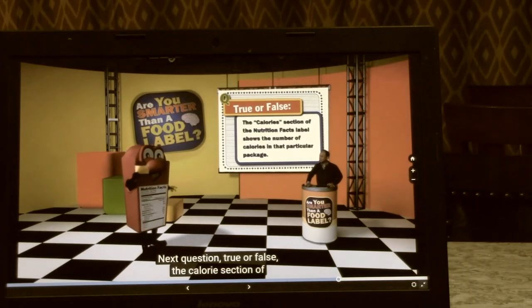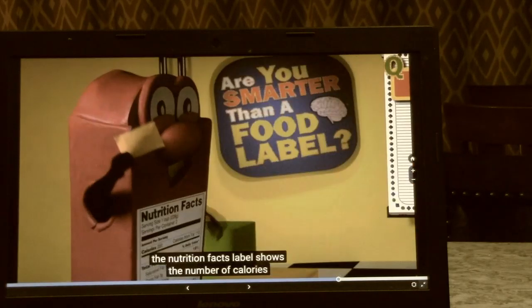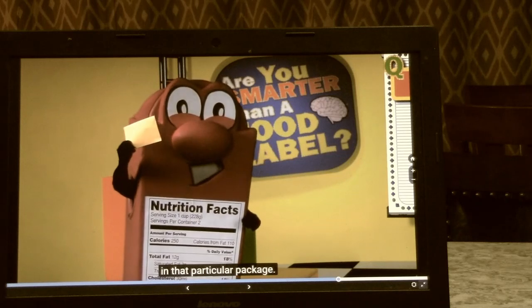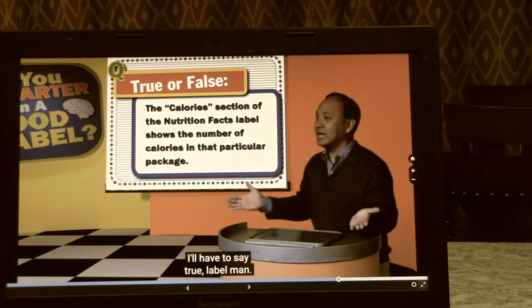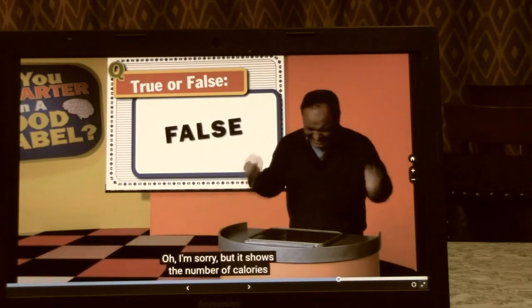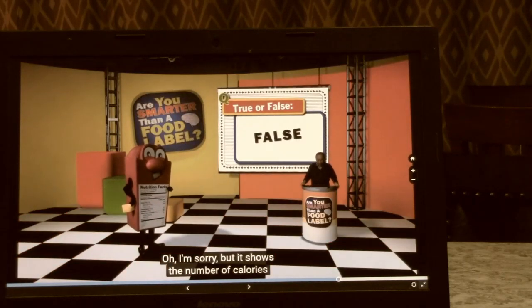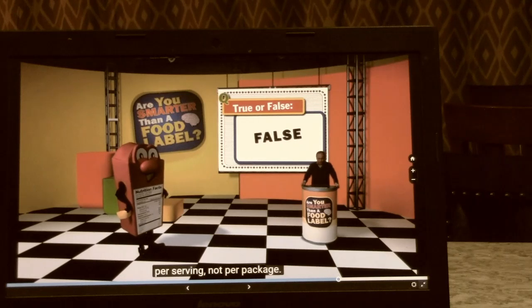Next question, true or false? The calorie section of the nutrition facts label shows the number of calories in that particular package. I'll have to say true, Label Man. Oh, I'm sorry, but it shows the number of calories per serving, not per package.